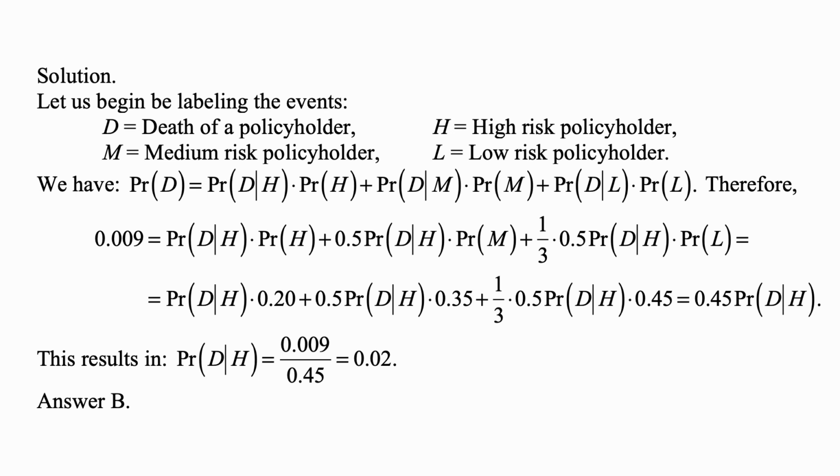So we plug that all in, and this expression just becomes, if you calculate everything, 0.45 times probability of D given H. So 0.009 is equal to 0.45 times probability of D given H. Well, therefore, probability of D given H is equal to 0.009 divided by 0.45, and that's 0.02, which is answer B.